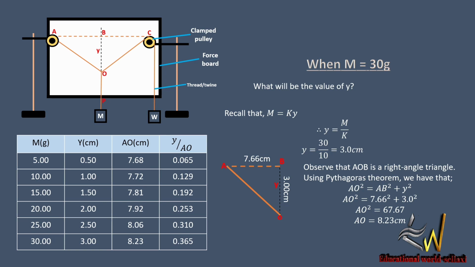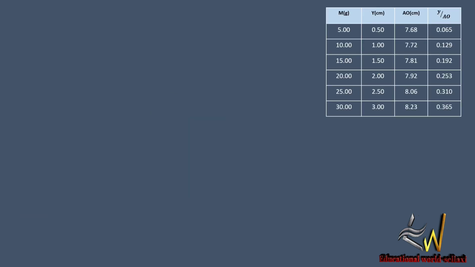So completing our table of values, we now have that when m is equal to 30 gram, y is equal to 3 cm, AO is equal to 8.23, and y over AO is equal to 0.365. That's simple, is it not? Very simple. So we've gotten our complete table of values now, as you can see.